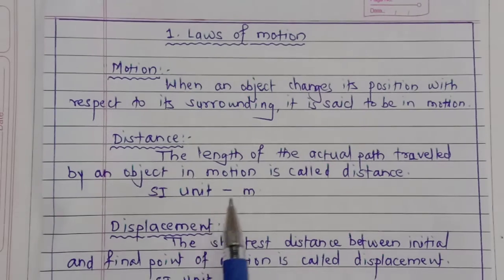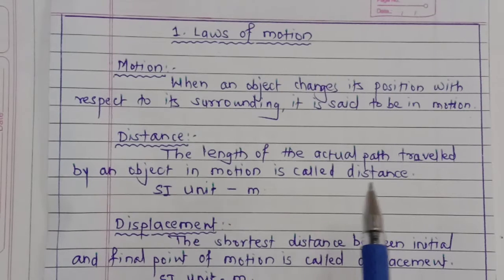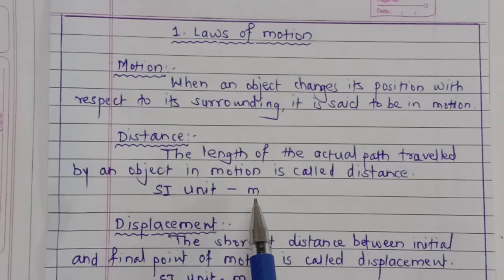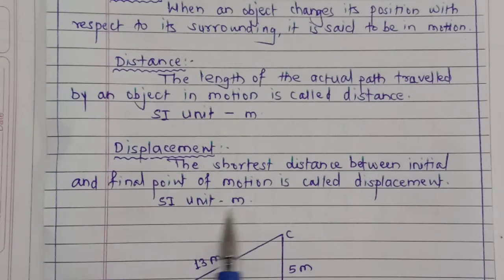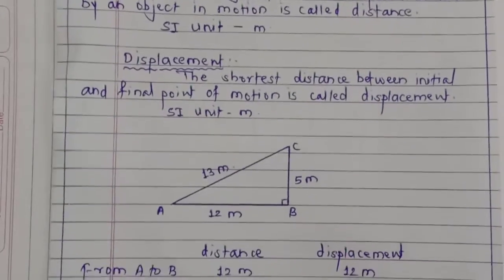The length of the actual path traveled by an object in motion is called distance, and its SI unit of measurement is meters. Displacement: the shortest distance between the initial and final point of motion is called displacement, and its SI unit is also meter. This means distance and displacement have the same unit of measurement, that is meters. Let us understand this with some examples.